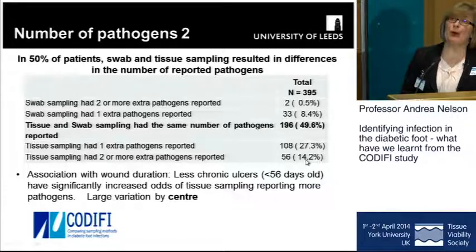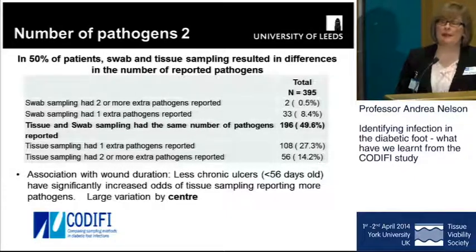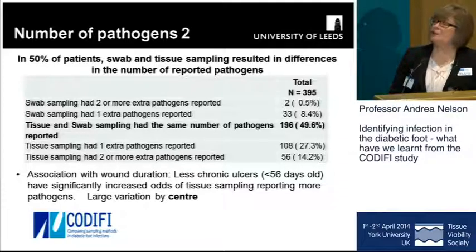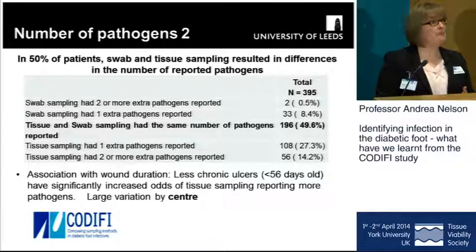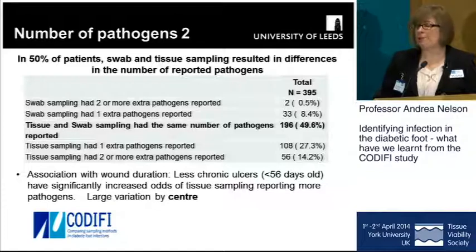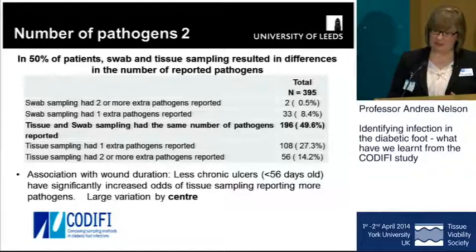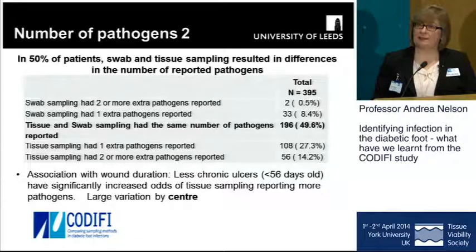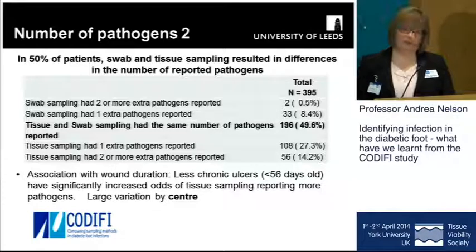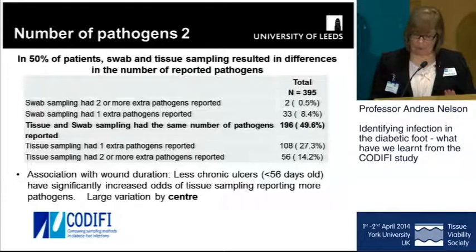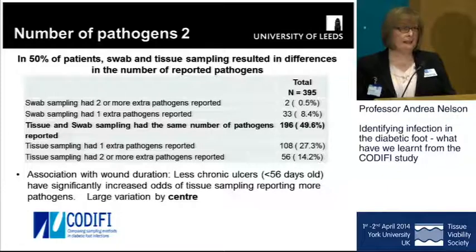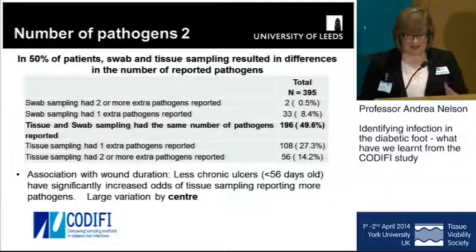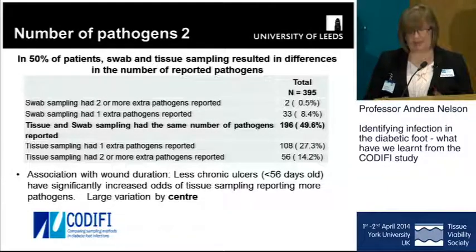We've been able to identify whether the identification of pathogens varied according to the type of ulcer and some clinical characteristics of the patients, and to find so far that this does vary by clinical centre, and that it also varies by the age of the ulcer, with the less chronic ulcers, i.e. the younger ulcers, having less chance of a difference in the swab and tissue sampling.